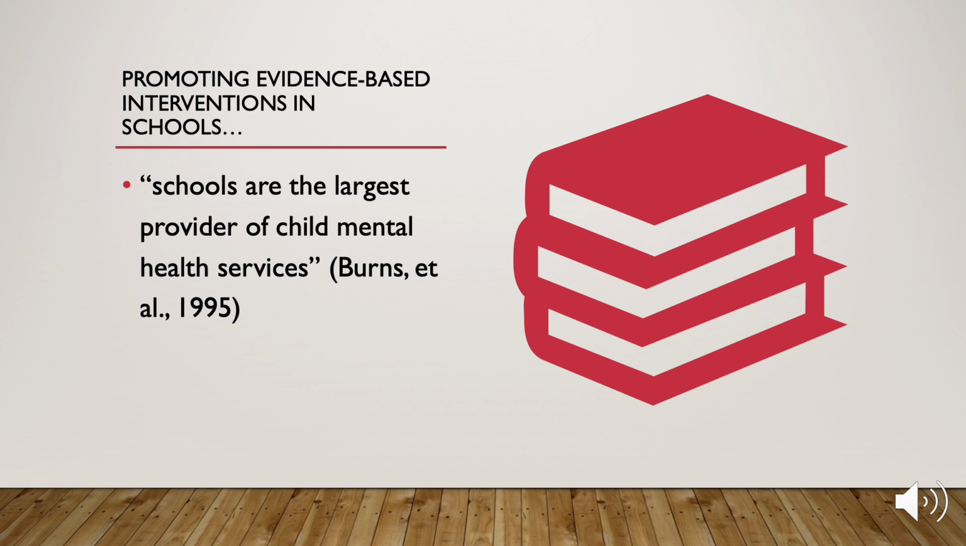Schools are the largest provider of child mental health services, according to Burns et al., 1995. In many cases, this school environment is the only environment where a child may receive mental health services and interventions. According to the Data Watch, more than 3/4 of children receiving mental health services were seen in the education sector. It is critical that these children receive high-quality, effective prevention strategies and intervention support services to best assist them in meeting their needs.